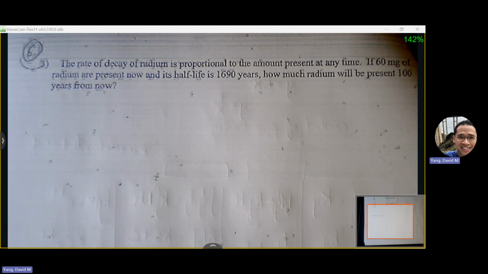R is equal to C e to the KT, I'll use lowercase. So we're going to create a bunch of ordered pairs like we did with this problem. But instead of time and population, we'll do time, comma, radium.